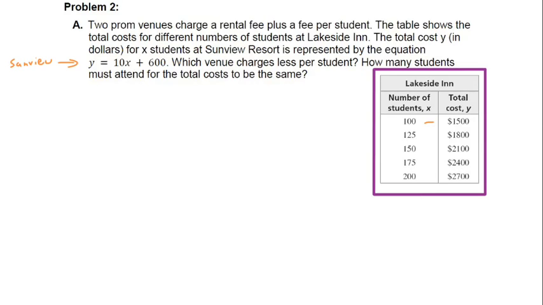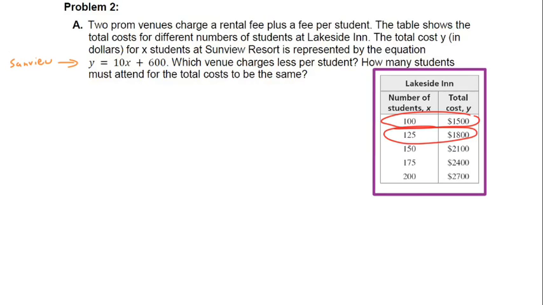Which venue charges less per student? How many students must attend for the total cost to be the same? Alright, per student. The cost per student would be the rate of change, like how fast is it increasing. It's another word for slope. So here's what we're going to do. We're going to pick 2 points. I'm going to pick the first one and the second one.